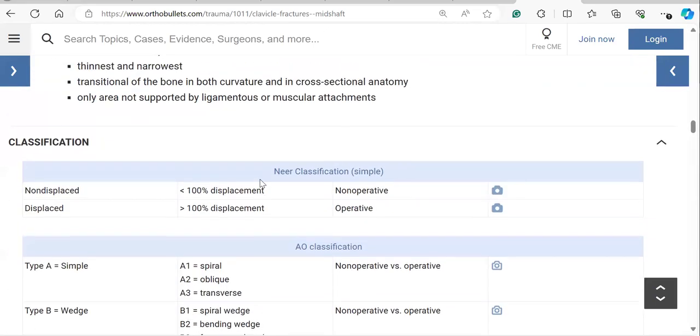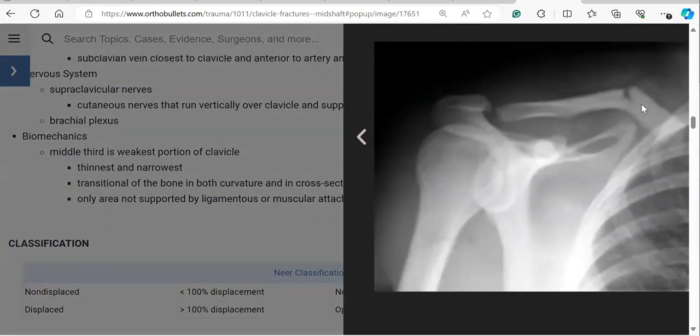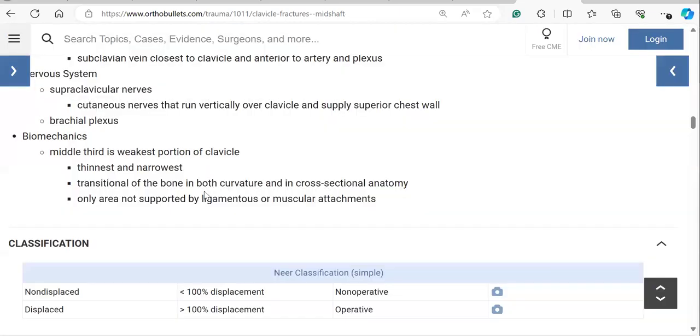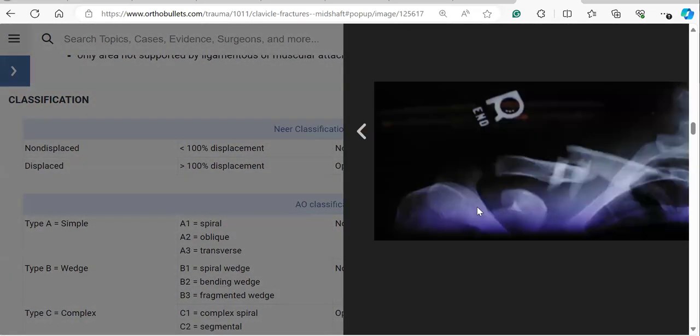So let's have a look. So this one, you can see that less than 100% displacement, right? For less than 100% displacement, that means it is not fully displaced, non-operative is the main treatment. That means just put the patient in a sling. Whereas this one will need a reduction followed by surgery, because this is definitely more than 100% displacement, because there is no bone-to-bone touch.